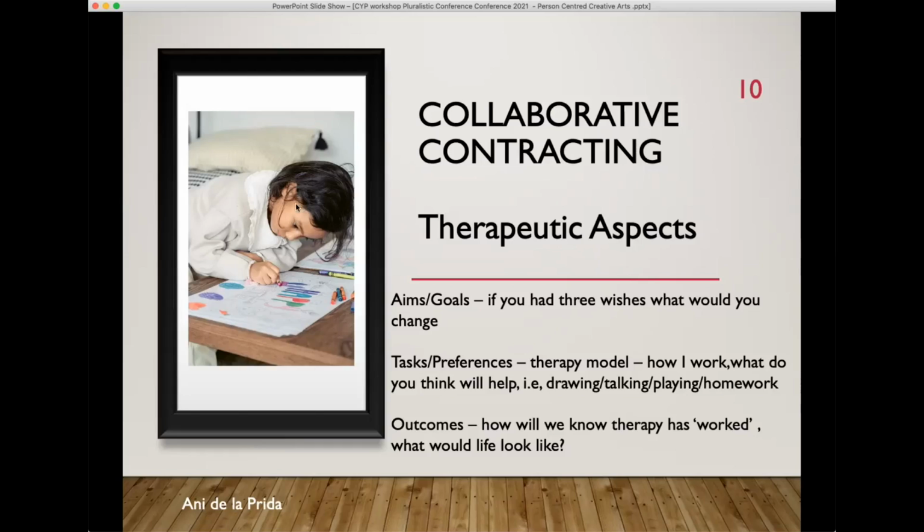I'm just going to plug my iPad in because it's gone out and it's got my slides on, so I can see what's coming next.